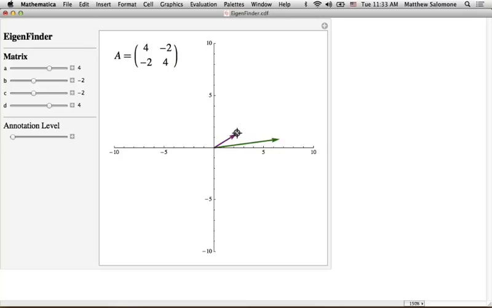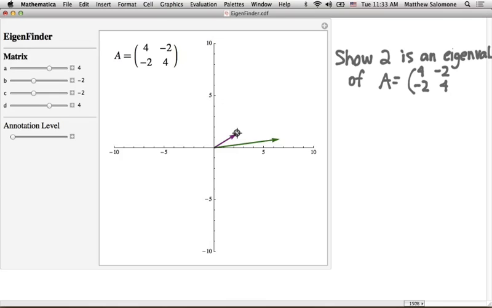So let's suppose that someone claims to you, maybe the textbook or maybe myself, that 2 is an eigenvalue of this matrix. So I might ask you two questions. First of all, show that 2 is an eigenvalue of this matrix, A, which is 4, -2, -2, 4. So that's question number 1. And question number 2 would be to describe the eigenspace.